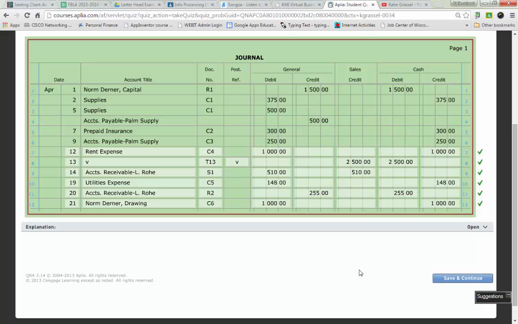You can check your answers to see how you're doing. So a couple source documents that we use today is a check, cash register tape, sales invoice, and a receipt. Those are our source documents that we've used today. If you want to go ahead and work on your own, please.